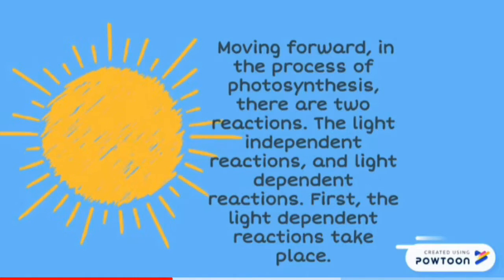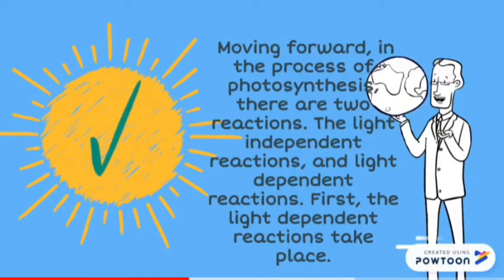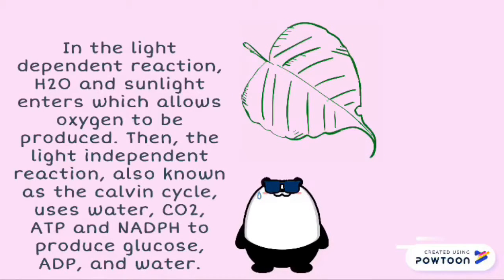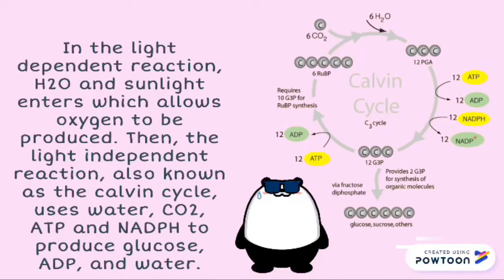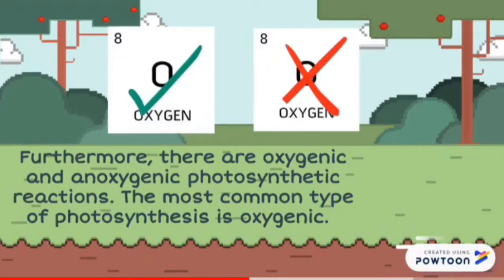Moving forward, in the process of photosynthesis, there are two reactions, the light-dependent reactions and the light-independent reactions. First, the light-dependent reactions take place. In the light-dependent reaction, water and sunlight enter, which allows oxygen to be produced. Then, the light-independent reaction, also known as the Calvin cycle, uses water, CO2, ATP, and NADPH to produce glucose, ADP, and water. Furthermore, there are oxygenic and anoxygenic photosynthetic reactions.